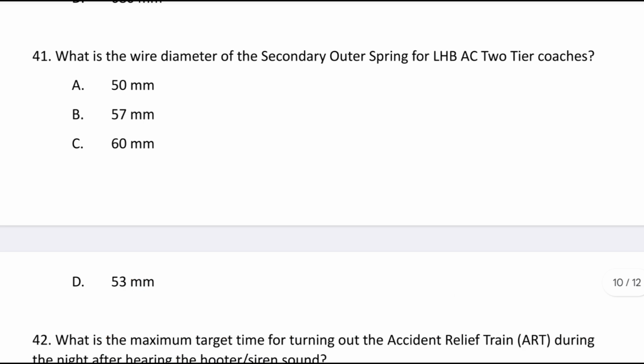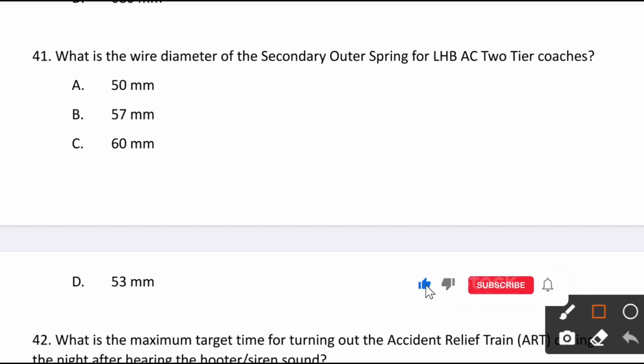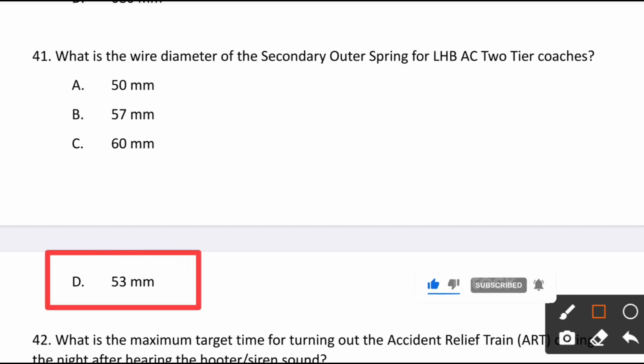41. What is the wire diameter of the secondary outer spring for LHB-AC two-tier coaches? A. 50 mm. B. 57 mm. C. 60 mm. D. 53 mm. In this question, the correct answer is D. 53 mm.